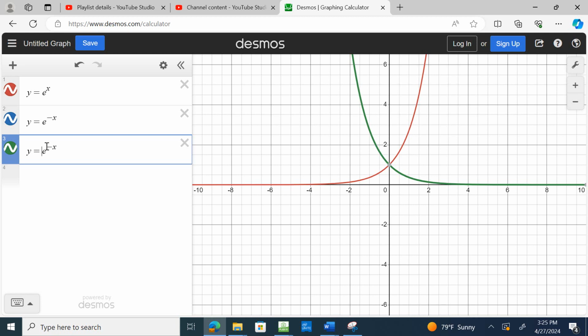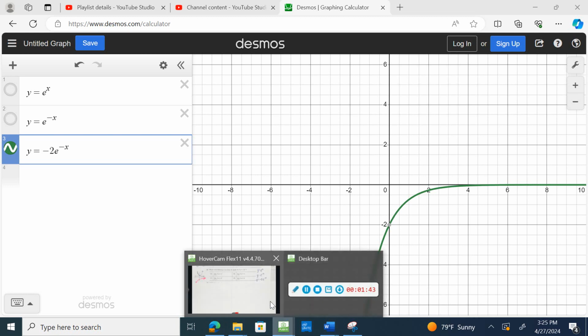I'm going to put a negative 2 in front. We're going to take out what was in red, so we're only looking at green now. We've done one translation. When I put the negative 2 in front, it reflects across the y-axis, and it is going to have a y-intercept at negative 2. So we are looking right now at this green function, and let's go back to our actual options.